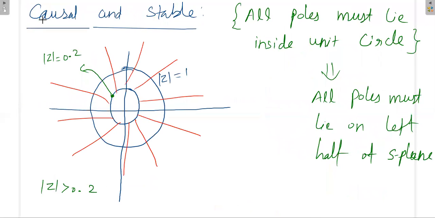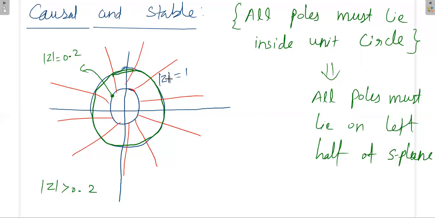Suppose the system is causal as well as stable, that is also possible. Separately we have seen the conditions, now we have to combine both conditions. For the causality nature, definitely the ROC must go outside of some circle. And we know that this circle is the reference circle with mod z equal to 1.